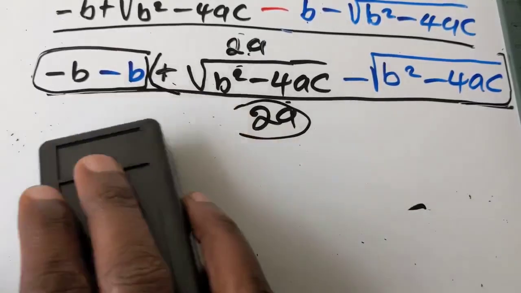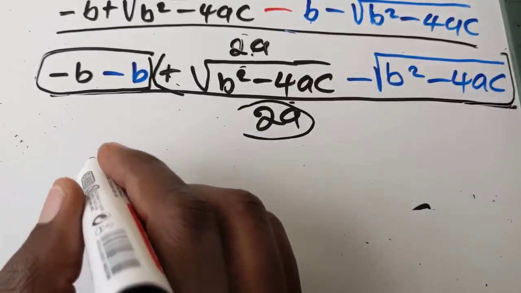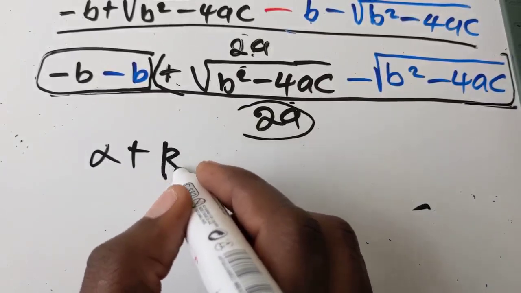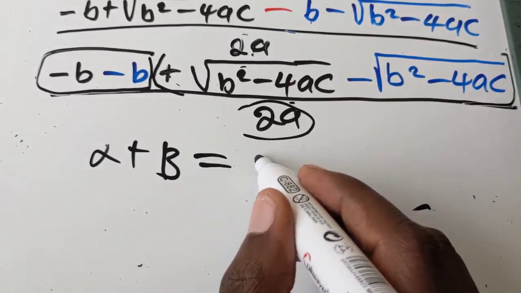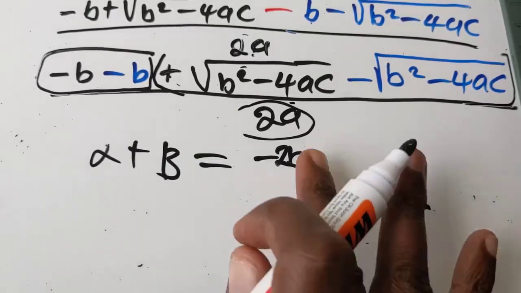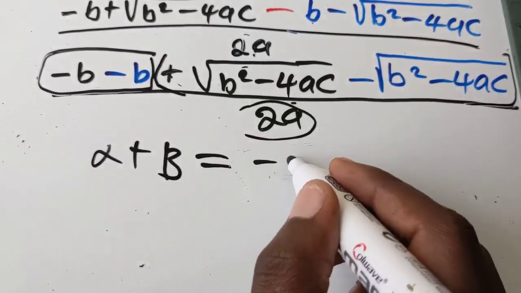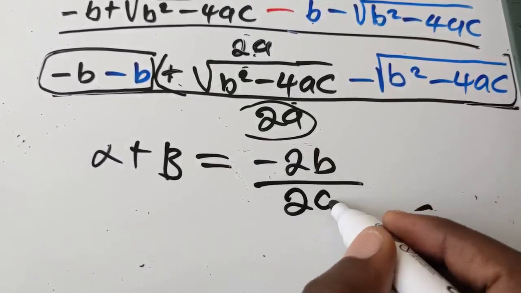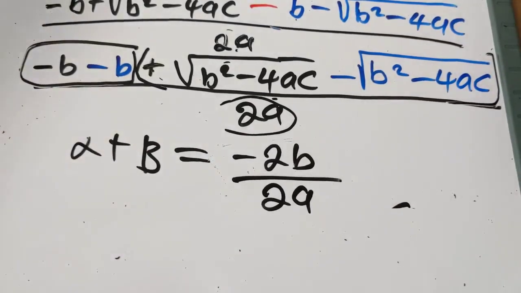So don't forget, we are finding alpha plus beta. We found that alpha plus beta is equal to negative 2b over 2a. This is what we have found.